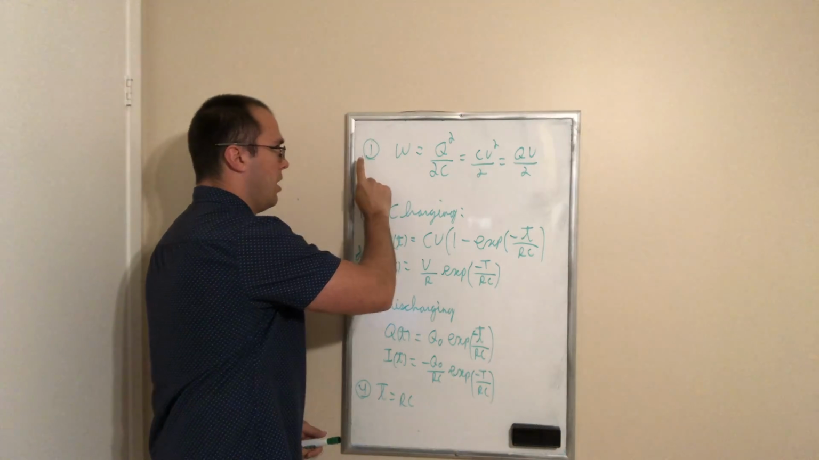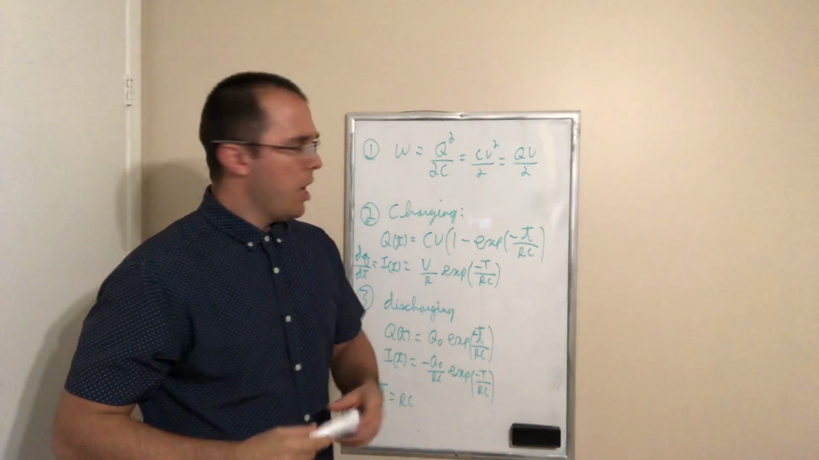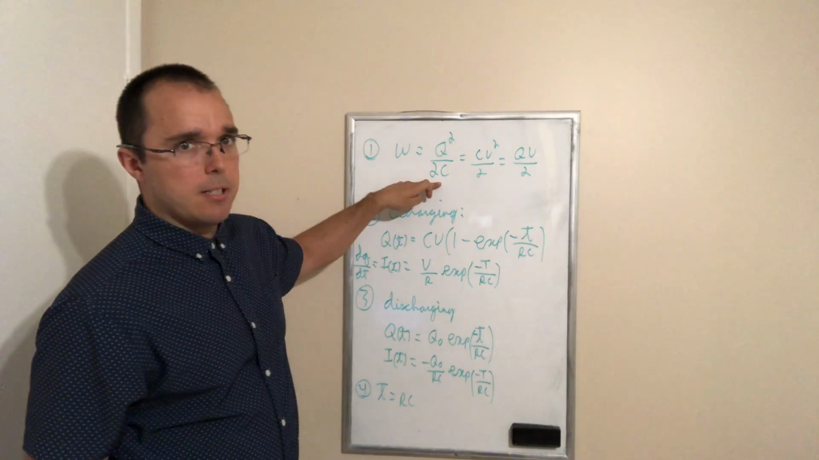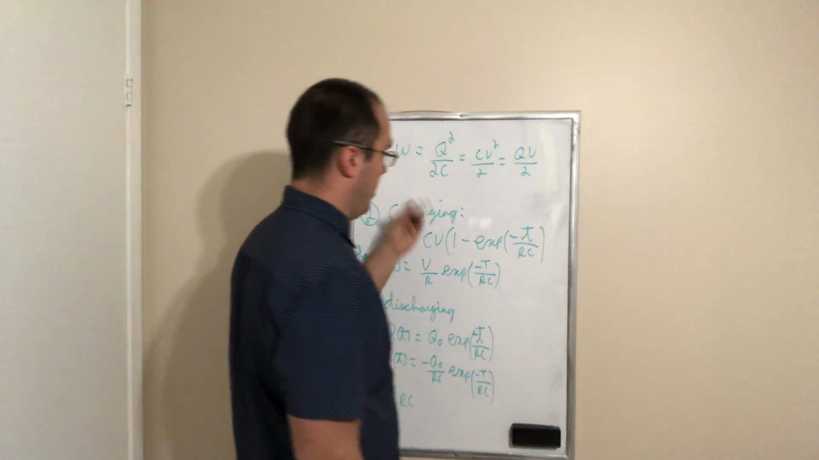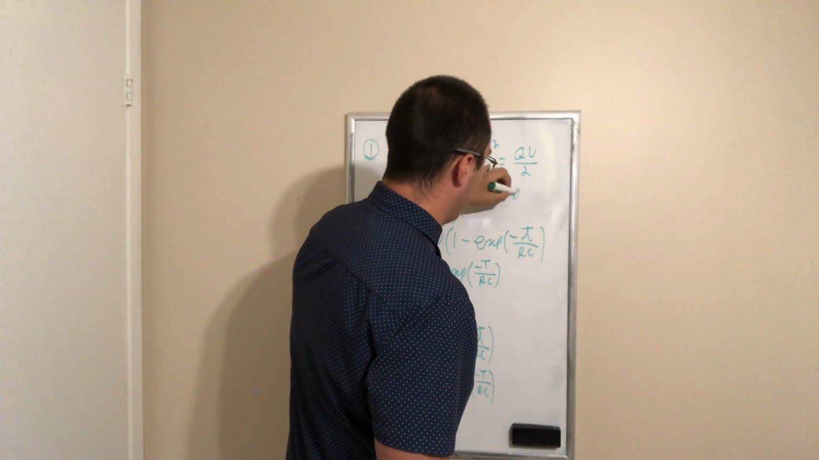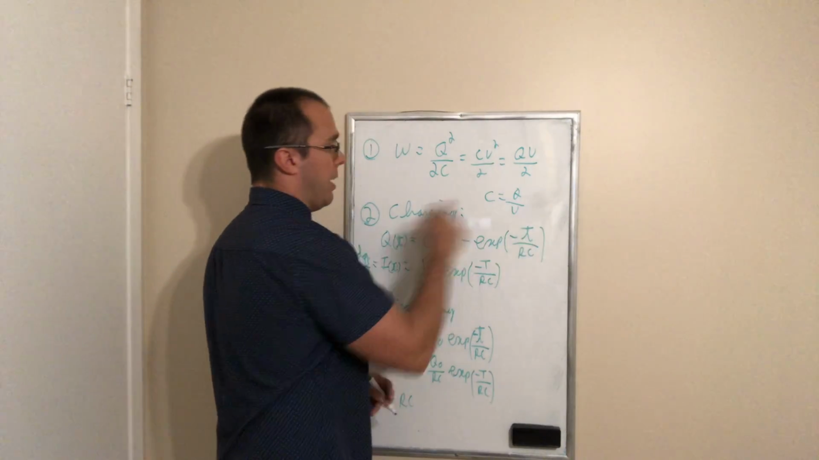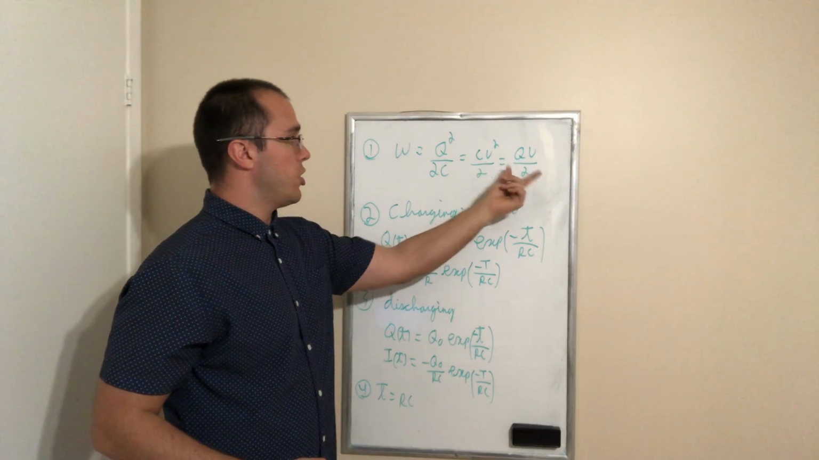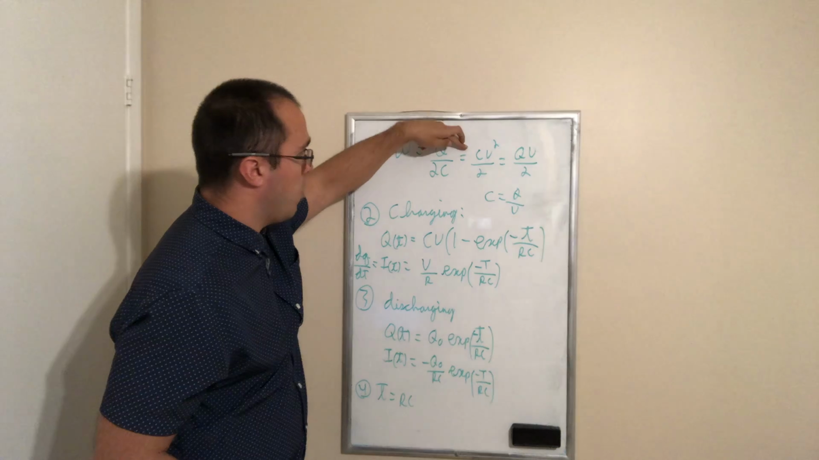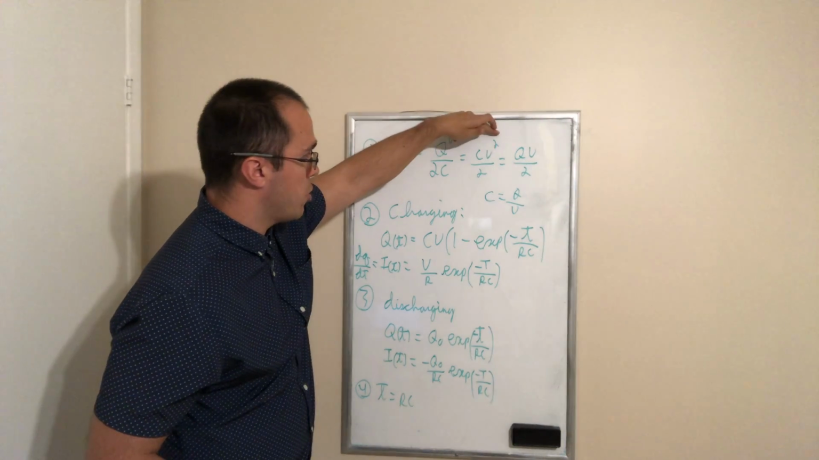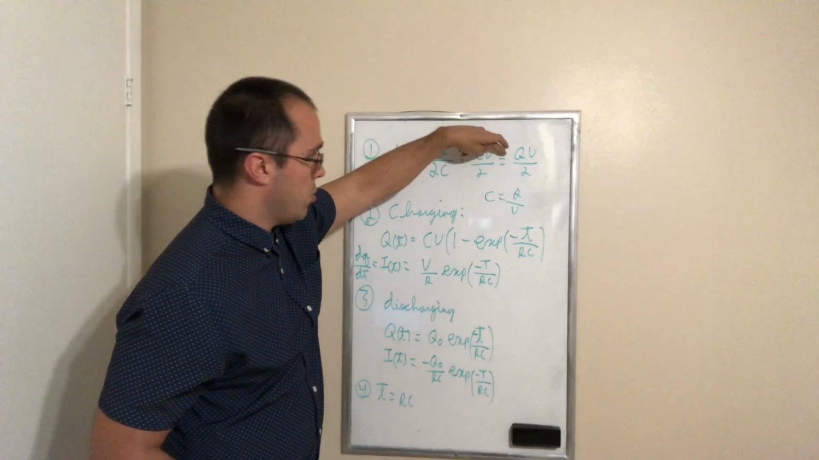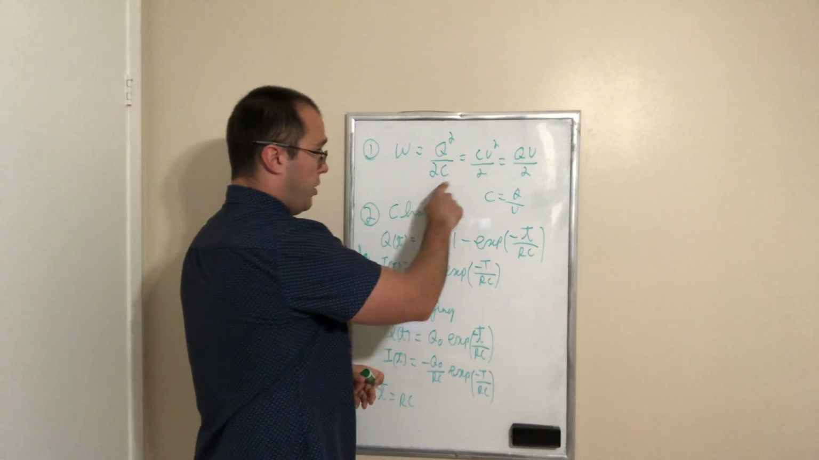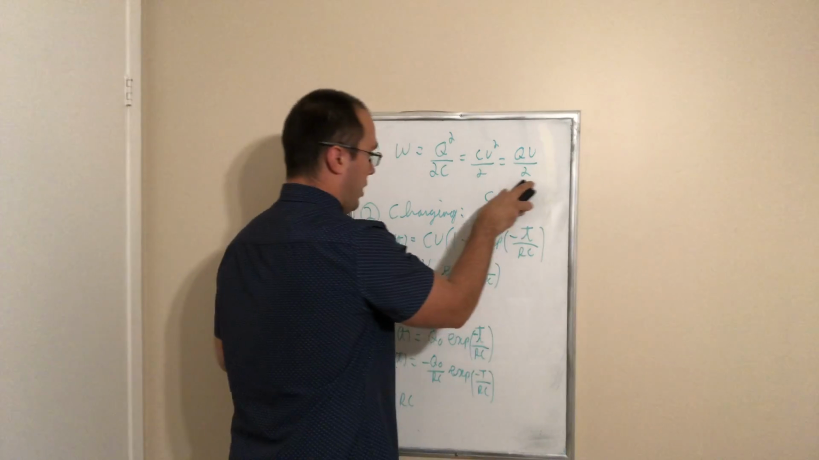So the first thing is the work done to charge a capacitor. The work done is equal to the charge squared divided by twice the capacitance. Now note, the capacitance equation itself is the charge divided by the voltage. So by using this relationship, we can get the two other relationships. The work is also equal to the capacitance multiplied by the voltage squared divided by 2. It is also equal to the charge multiplied by the voltage divided by 2. All right, so these three formulas are all equivalent.